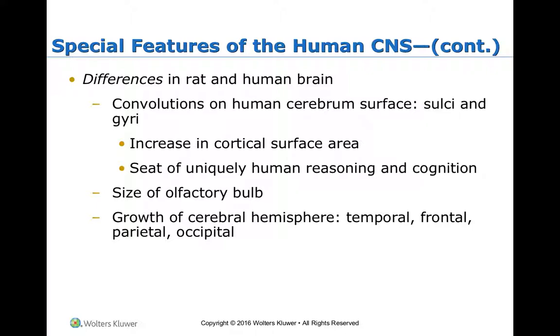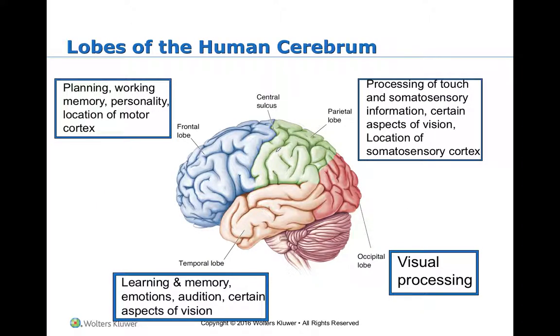And then what also is noted is the growth of the cerebral hemispheres, so the temporal, frontal, parietal, and occipital lobes. These are the lobes of the human cerebrum. And I'm sure at this point in your career, you have heard of these lobes before. And we'll go through some of them now.